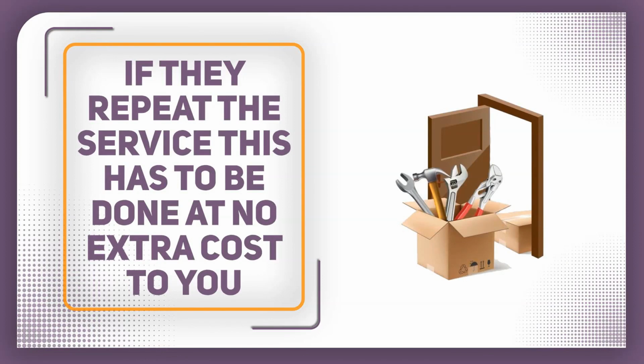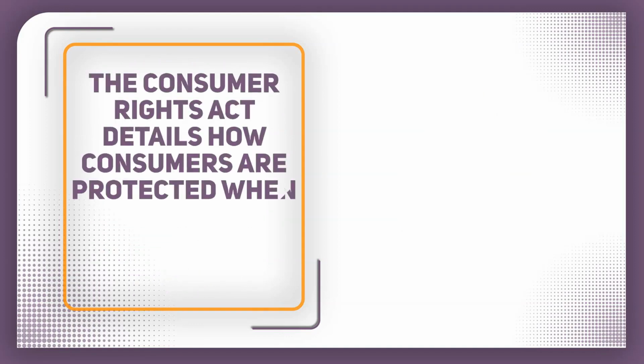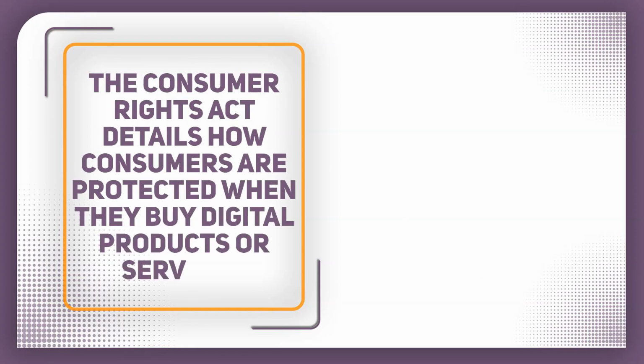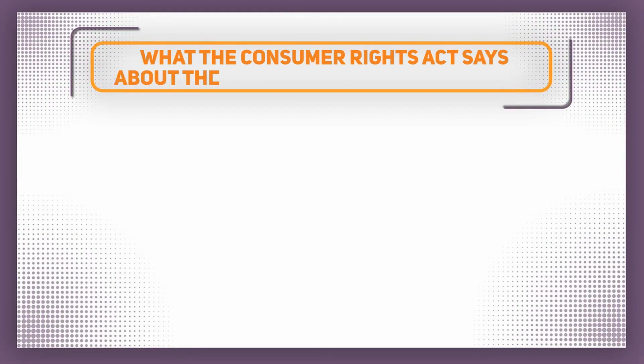The law was actually changed in 2015 so that part of the Consumer Rights Act details how consumers are protected when they buy digital products or services. This wasn't really covered in the old legislation. So, for example, if you bought an app that corrupted your entire phone, there wasn't a clear way of dealing with it under the law. It only really dealt with physical products that you could take back to the seller.